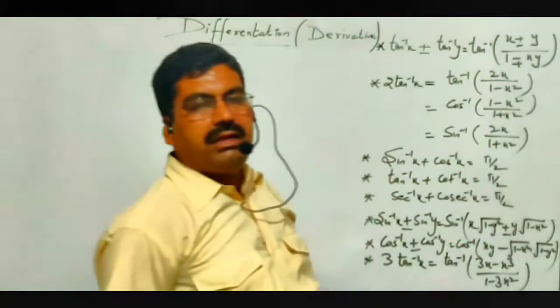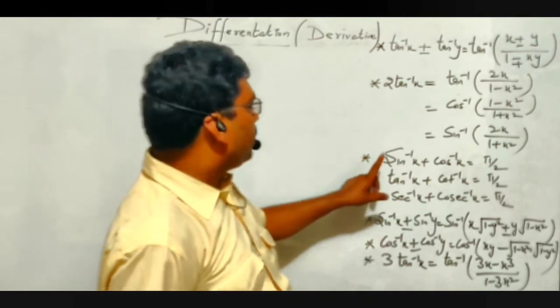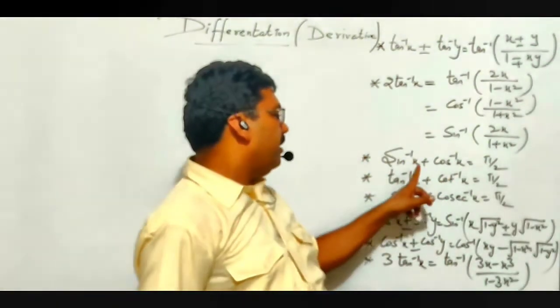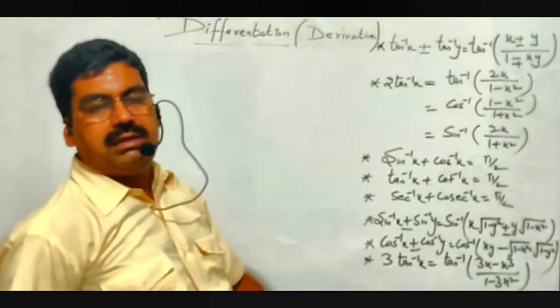Sin inverse x into 2x by 1 plus x square. And these are the three most important. Sin inverse x plus cos inverse x: if both angles are same, the answer is pi by 2. And some more formulas are there.